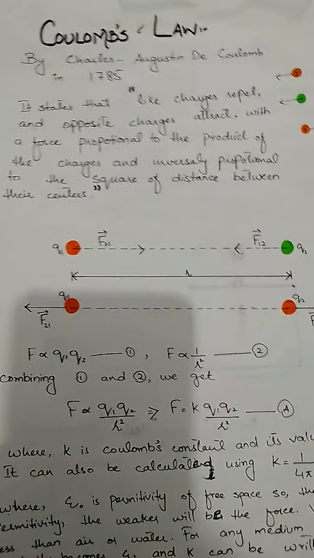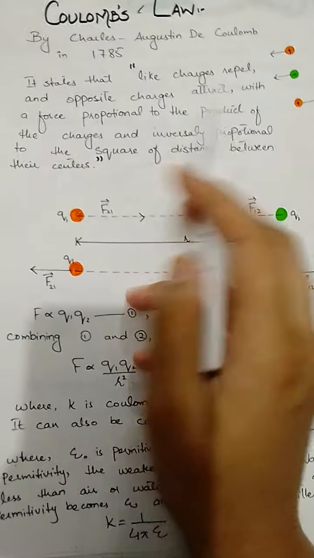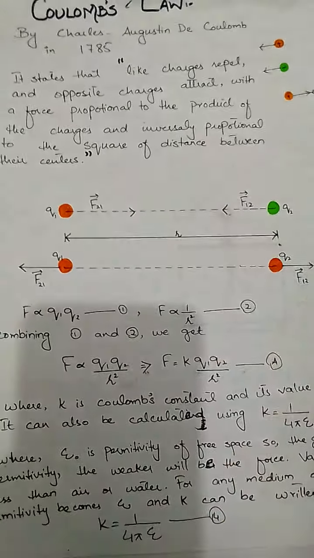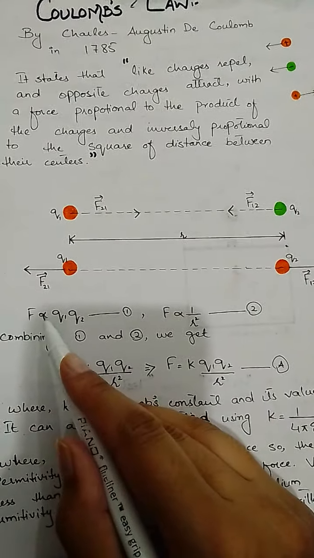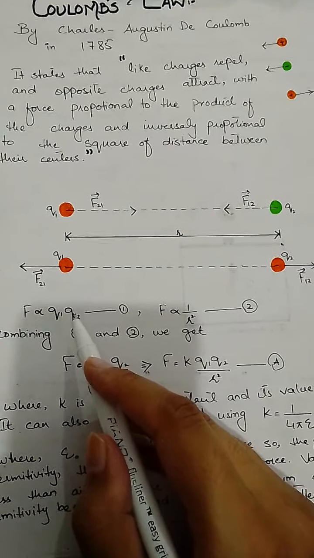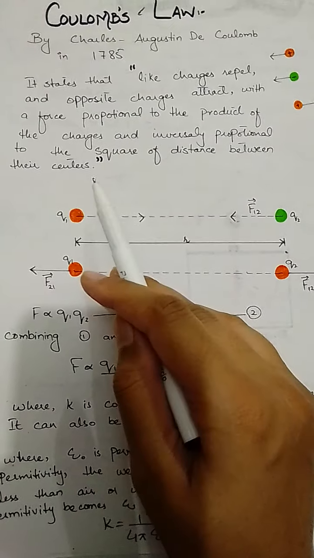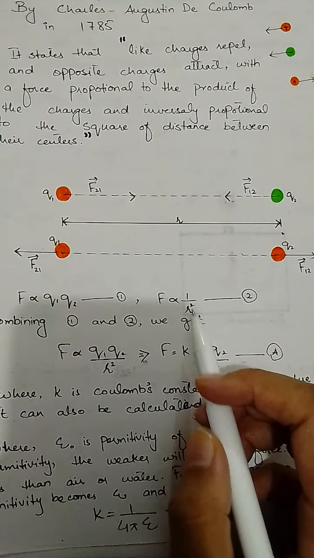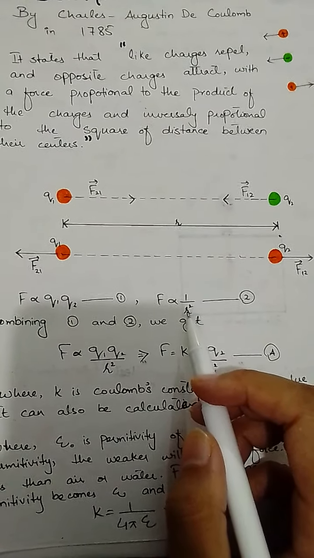Now this is kind of new to us, right? So what does it mean by the force proportional to the product of the charges? Mathematically we can write it as the force which is proportional to the product of the two charges, and inversely proportional to the square of the distance between their centers. R defines the distance between their centers.